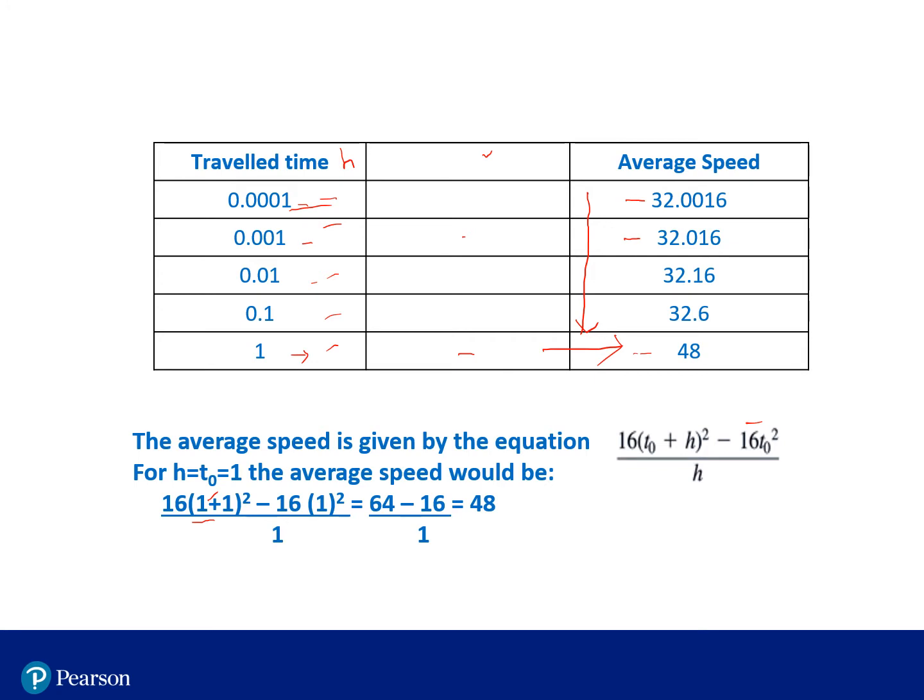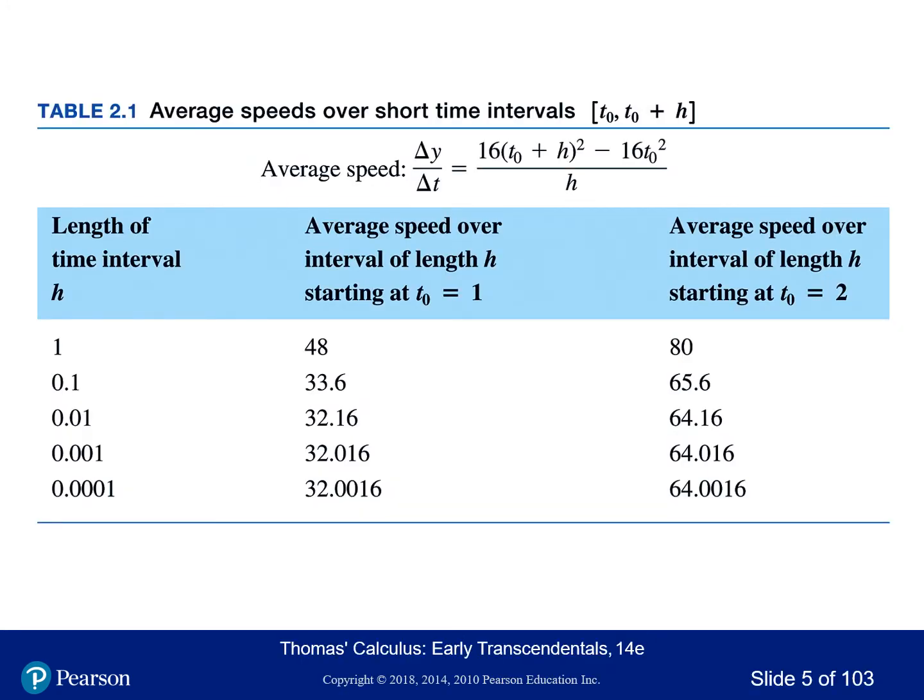Let's go ahead and look at a real example. Here is an example, and here is pretty much the short time, and here is the equation that we just discussed. Delta y is the distance that the ball fell, and delta t is the time it took to fall. Here are the values of h in increasing order, and here is the value of the average speed in increasing order for t equal to 1, and this is for t equal to 2.